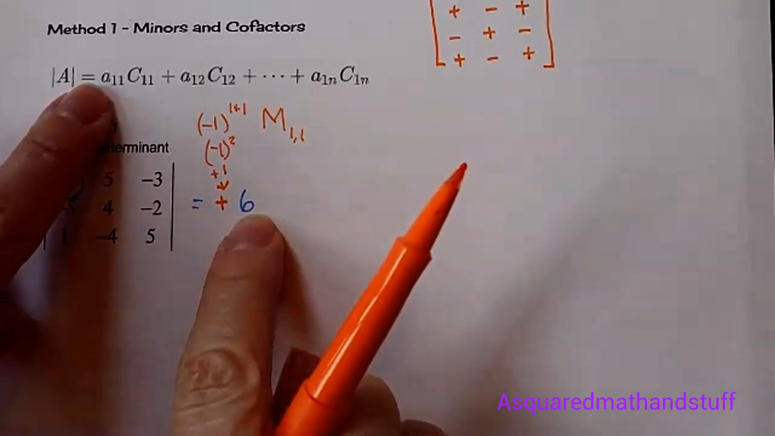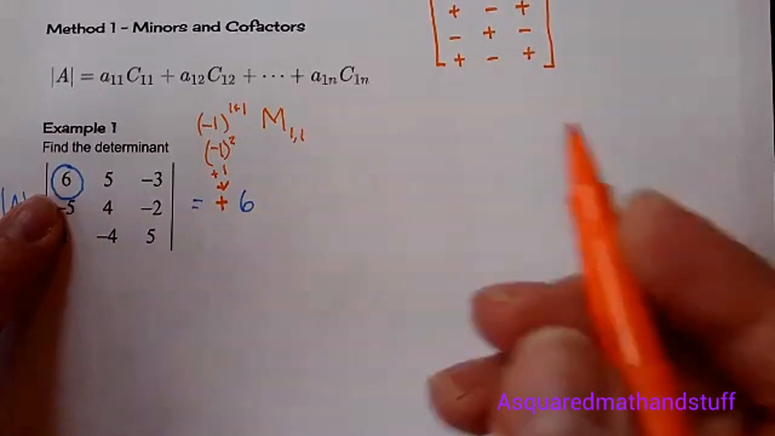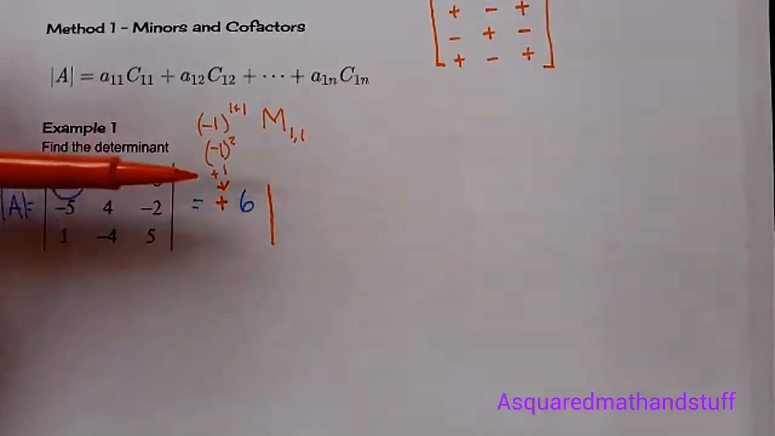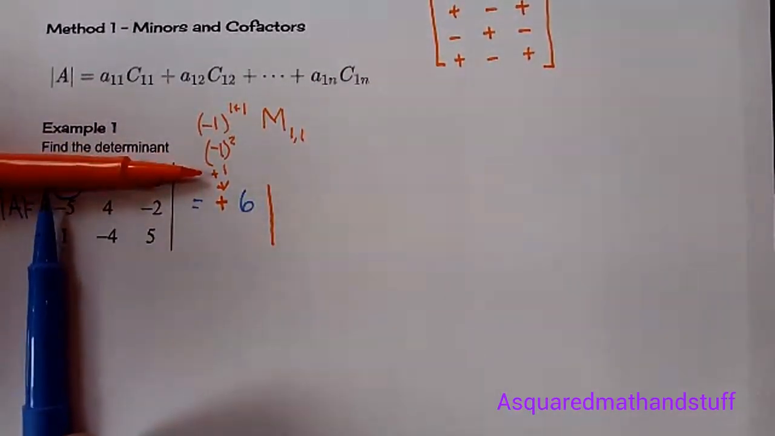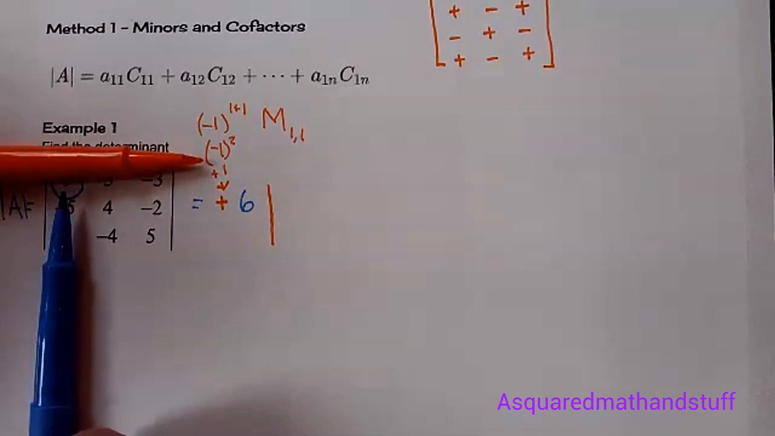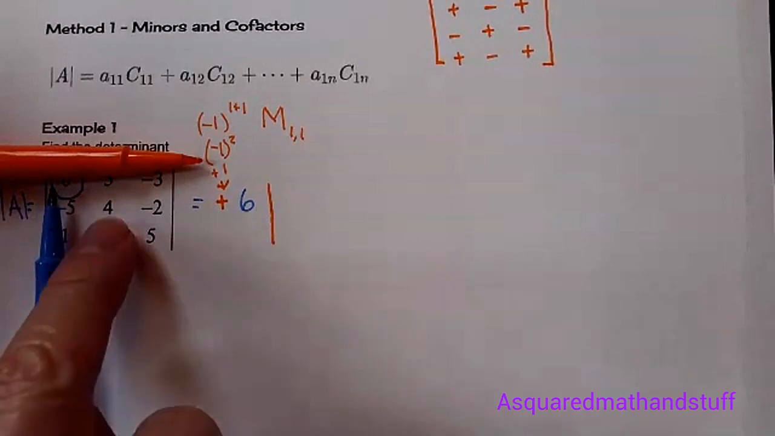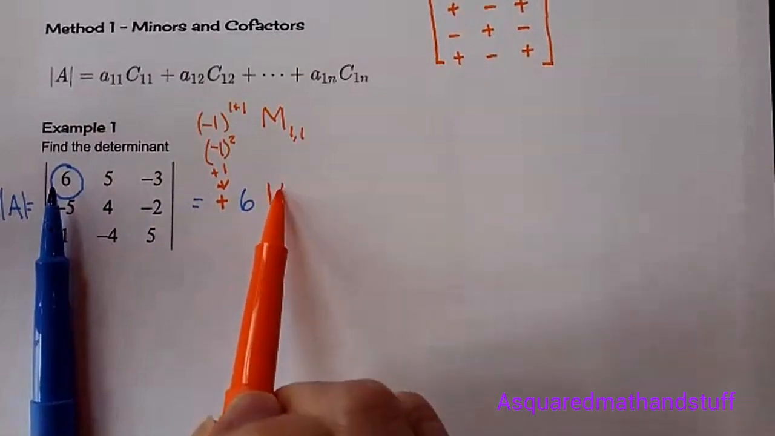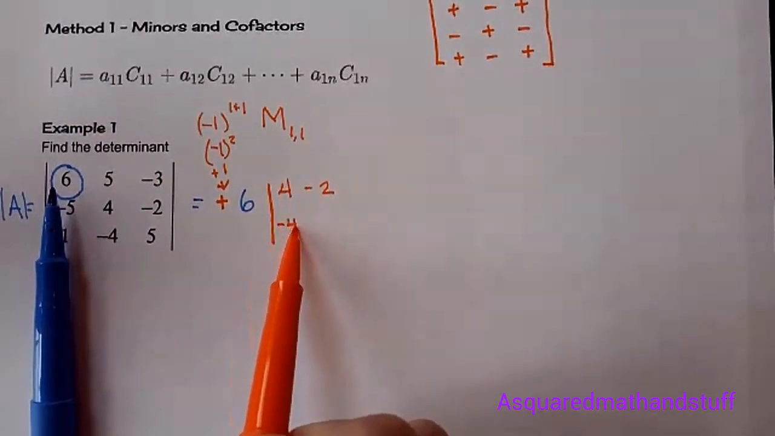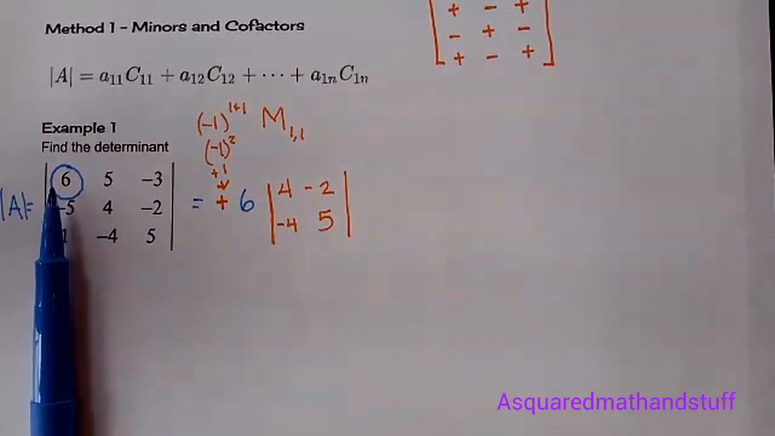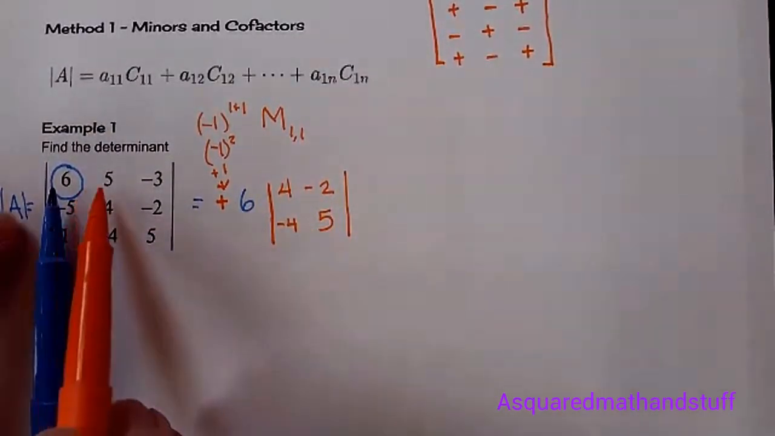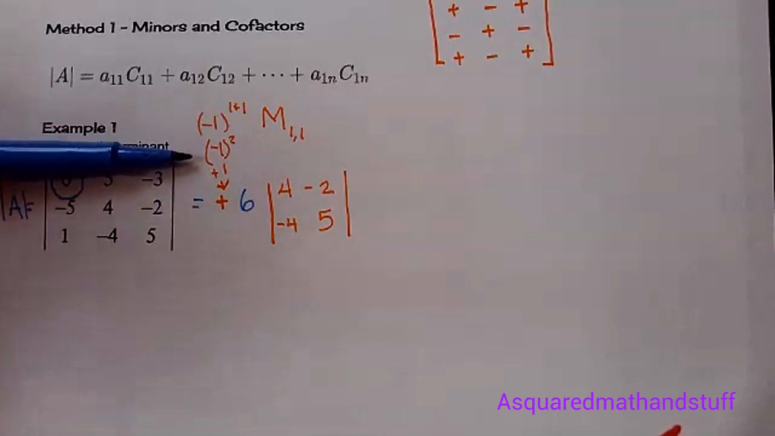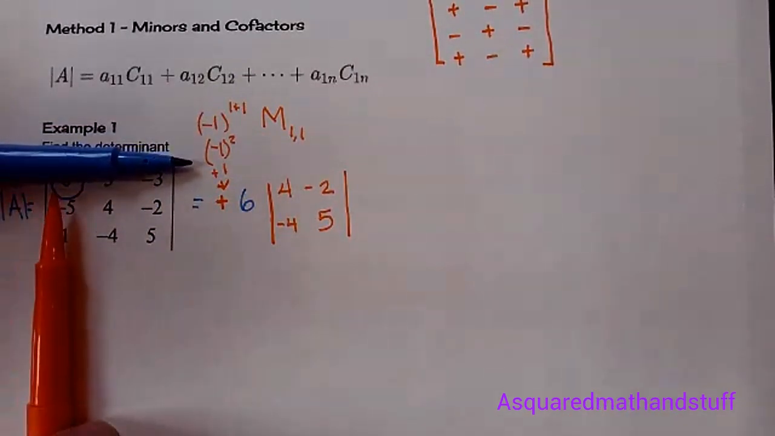Then I'm plugging in that intersection value. In this case, it's 6. And now I'm going to work with that minor. So again, the minor is if we cover up the row, cover up the column, we have to figure out the determinant of that 2 by 2 matrix that's left. So we are going to write down 4, negative 2, negative 4, and 5. And we have to do this process all the way across row 1 as we have it covered up. So row 1 is covered up. We just covered up column 1.